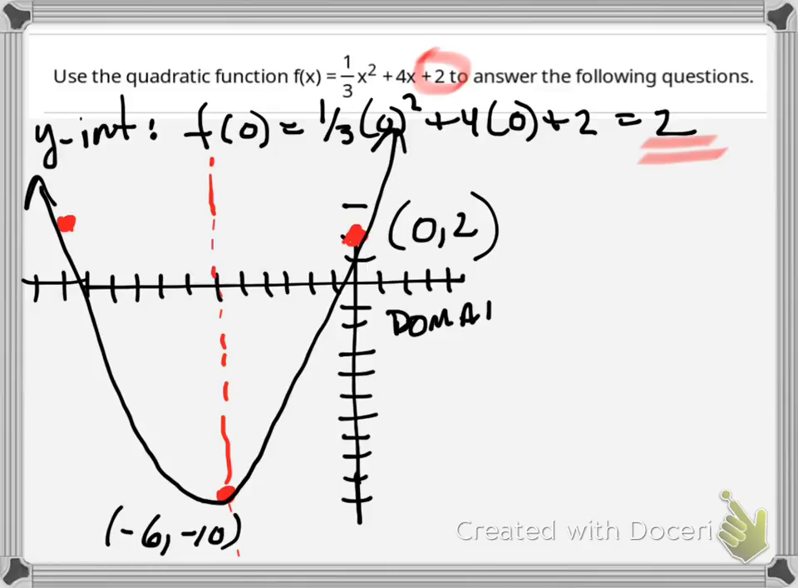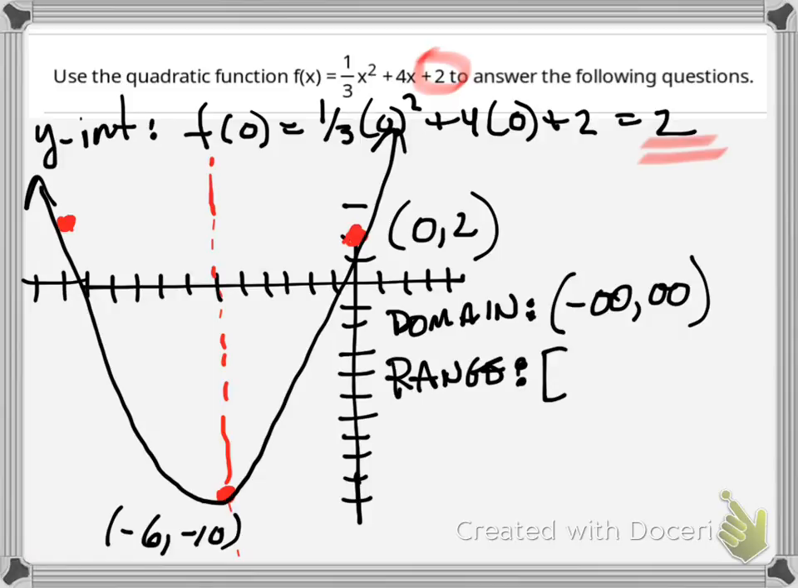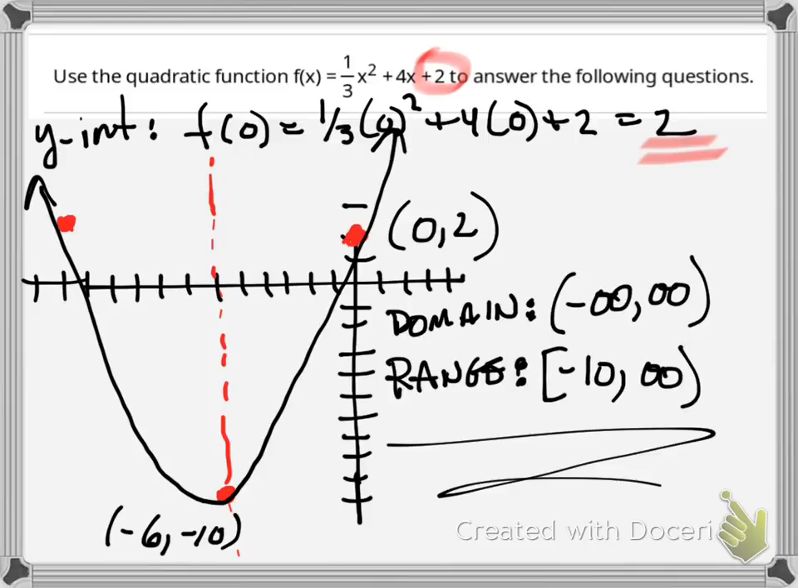The domain of all quadratic functions is negative infinity to infinity. Remember, the domain is represented by all the x values. And the range, well, the smallest y value we have here is negative 10. We put a bracket there because it includes negative 10. And the largest y value goes all the way up to infinity. So that's how we go about finding all the information to graph a quadratic function.